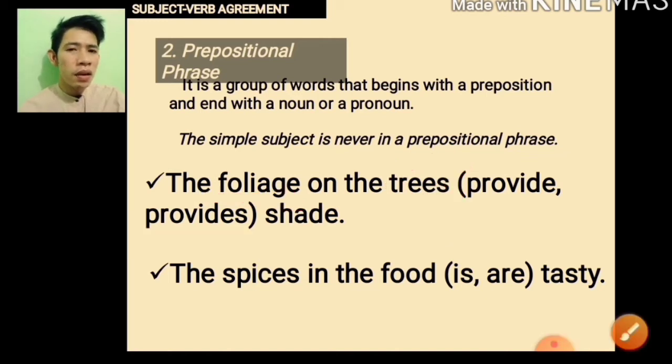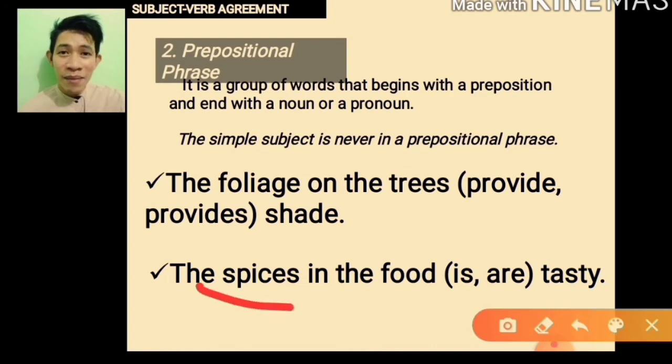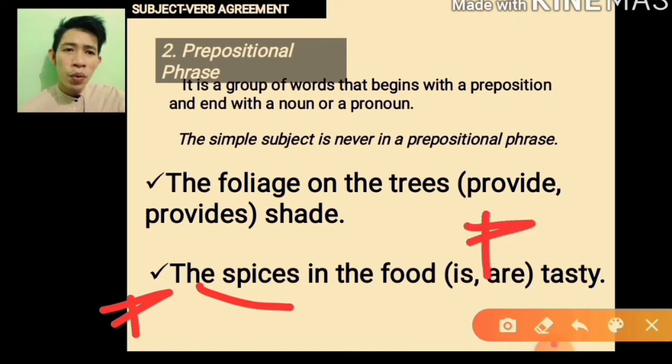Singular noun, singular verb. Another example, the spices in the food are tasty. Even without looking or finding the prepositional phrase or the panggulo na mga phrase, still malalaman natin kung ano ang verb na gagamitin. Why? Because we need to look first at the main subject. Saan ba ang main subject dyan? Diba ang spices? Tama? Yan yung pinag-usapan natin eh. Yan yung pinag-usapan sa sentence. So, spices with S, that is plural. So, anong verb na gagamitin? Dapat plural din. So, that is are.